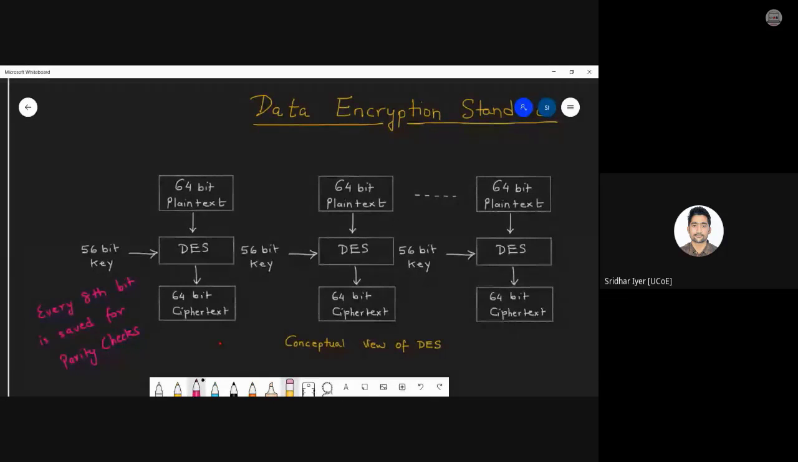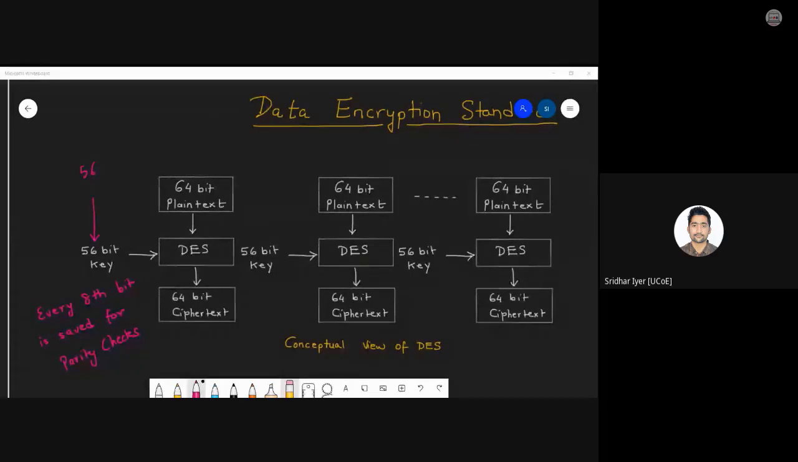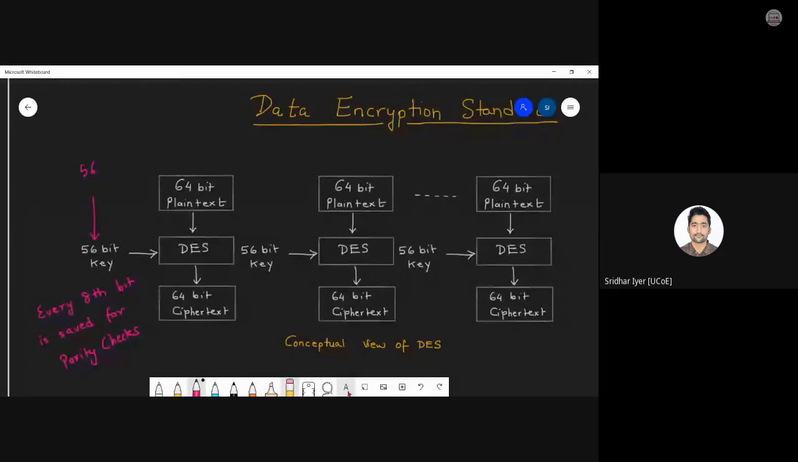The original key size is 64 bits, but whenever there is a question in the exam, you have to say that the key size in DES is 56 and not 64, because those extra 8 bits are never used in the encryption or decryption process. Am I clear? Fine with it? You may have MCQs also on this. What is the key size in the DES algorithm? The answer should be 56 and not 64. Fine. Shall we move ahead?